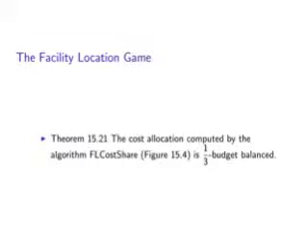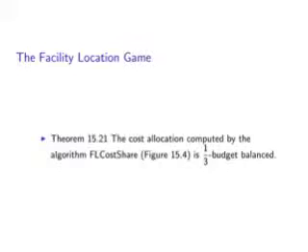Now let's see what Theorem 15.21 says. Theorem 15.21: the cost allocation computed by the algorithm FL cost share in Figure 15.4 is 1/3 budget balanced. Okay, the proof is as follows.